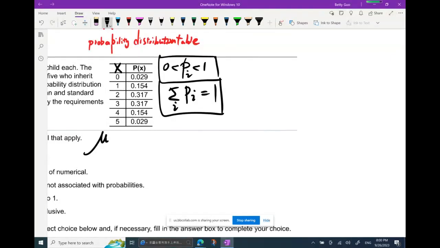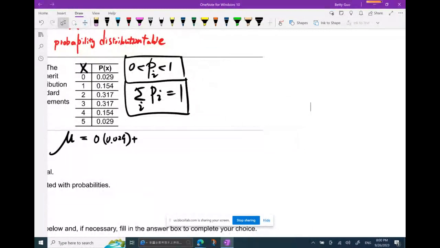How do we find it manually? This is how. We are going to add up the product of the 2 quantities in each row. So the first row, the value is 0, multiplied by its corresponding probability. And in the second row, we have 2 numbers, right? The value of X and the corresponding probability. So we're going to have 1 times the corresponding probability, 0.154.